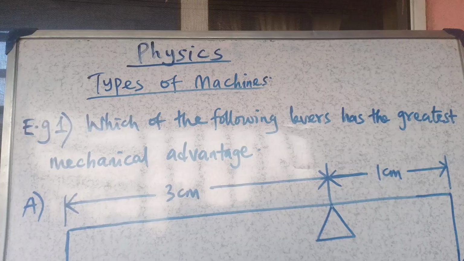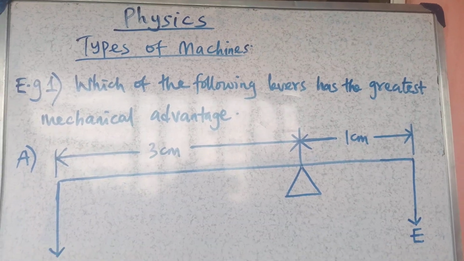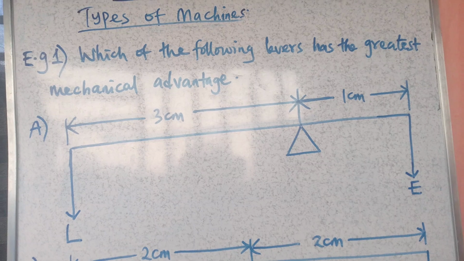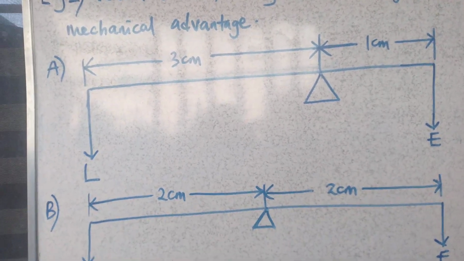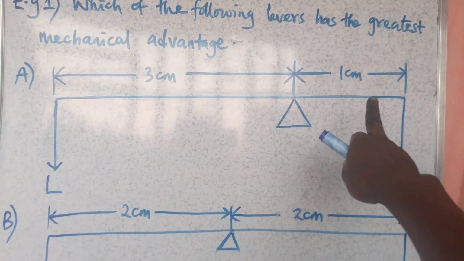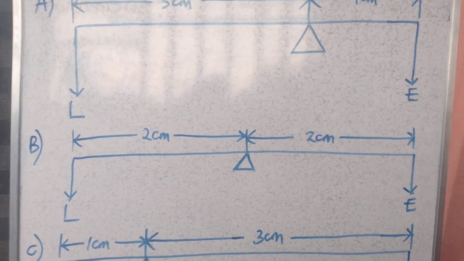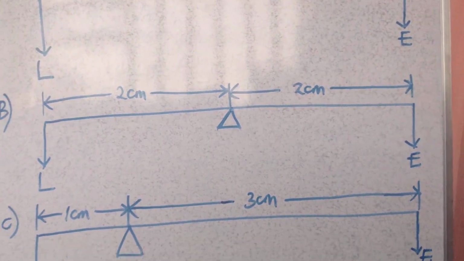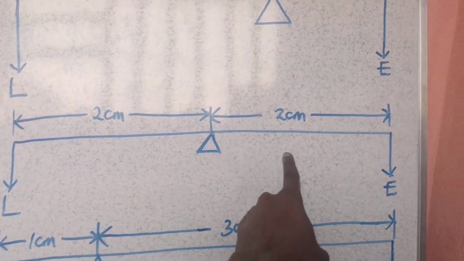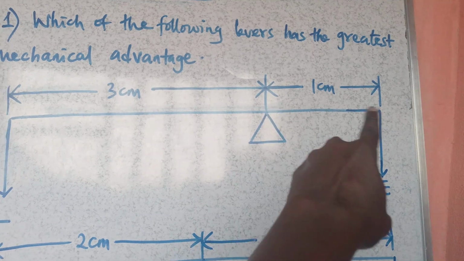Alright, let's look at this question. Which of the following levers has the greatest mechanical advantage? This is the first one. Here we have dimensions 3 cm and 1 cm. This is the load and this is the effort. The second one, we have dimensions 2 cm and 2 cm. Distance moved by load is 2, distance moved by effort is 2. For the other one, distance moved by load is 3, distance moved by effort is 1.